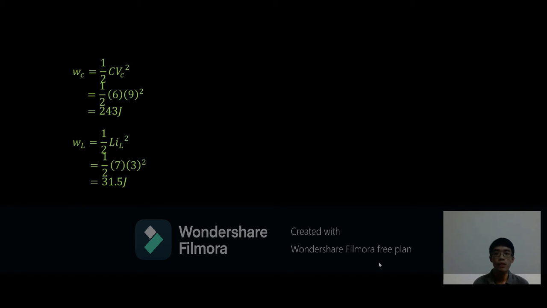And whereas for the energy stored in the capacitor, we can just apply the formula half CV square, that is the voltage across capacitor square. After substituting the values into the formula, we'll get that the energy stored in the capacitor is 243 joules. Whereas for the energy stored in the inductor, we apply the formula half Li square, which is the current flowing across the inductor square. And after substituting all the values in the formula, we'll get that the energy stored in the inductor is 31.5 joules.